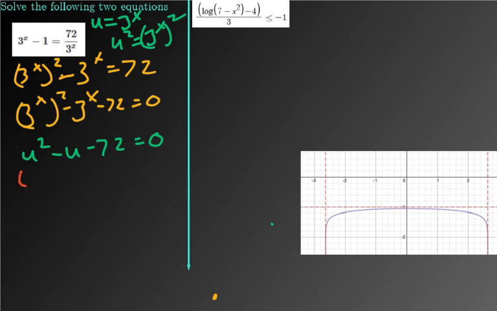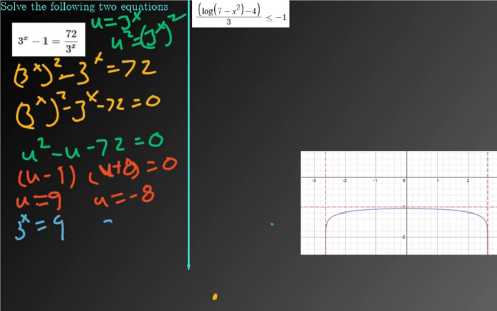So this thing actually factors nice. This is u minus 9. This is u plus 8. And then u is equal to 9. U is equal to negative 8. All right. And then you just have to unsubstitute. So u was 3 to the x. So 3 to the x is equal to 9. 3 to the x was equal to negative 8.